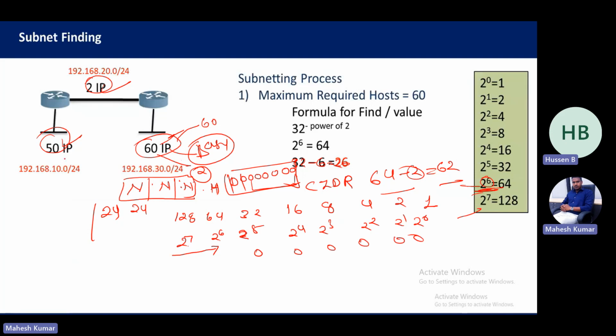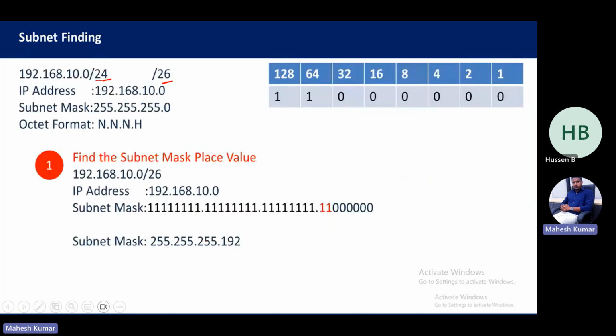So our CIDR value will definitely change, right? Because we already have 24 plus the 2 borrowed bits, so total it will be 26. This is our new CIDR value. Okay, now subnetting. Let's suppose in the same range 192.168.10.0 we have a 24.